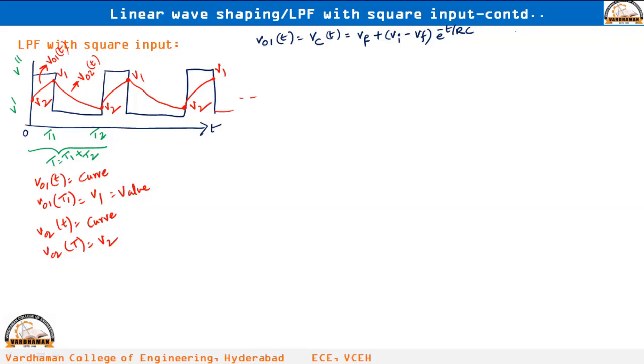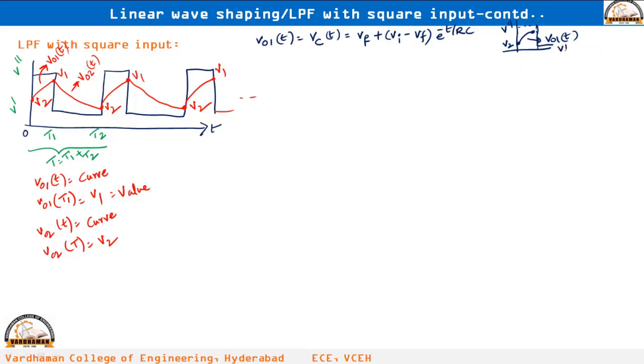Okay, so here for simplicity I am taking only that particular curve now. So for this curve we are going to write the equation V01 of t. What is the peak value? What is the maximum value here? V double dash. It is V2. Okay, so in this way we have taken. This is V dash.